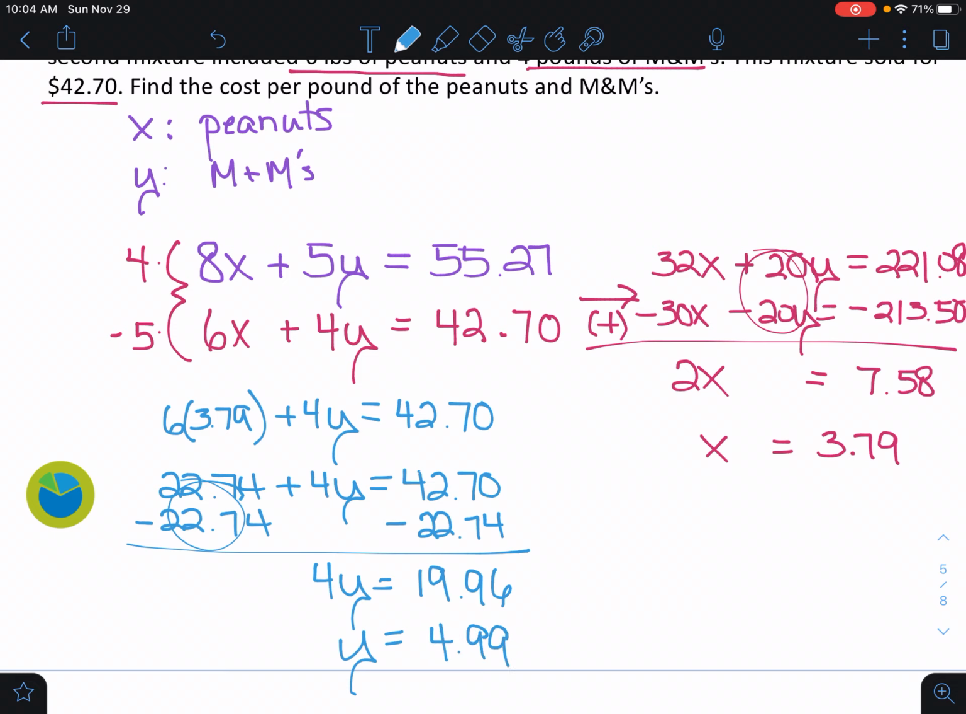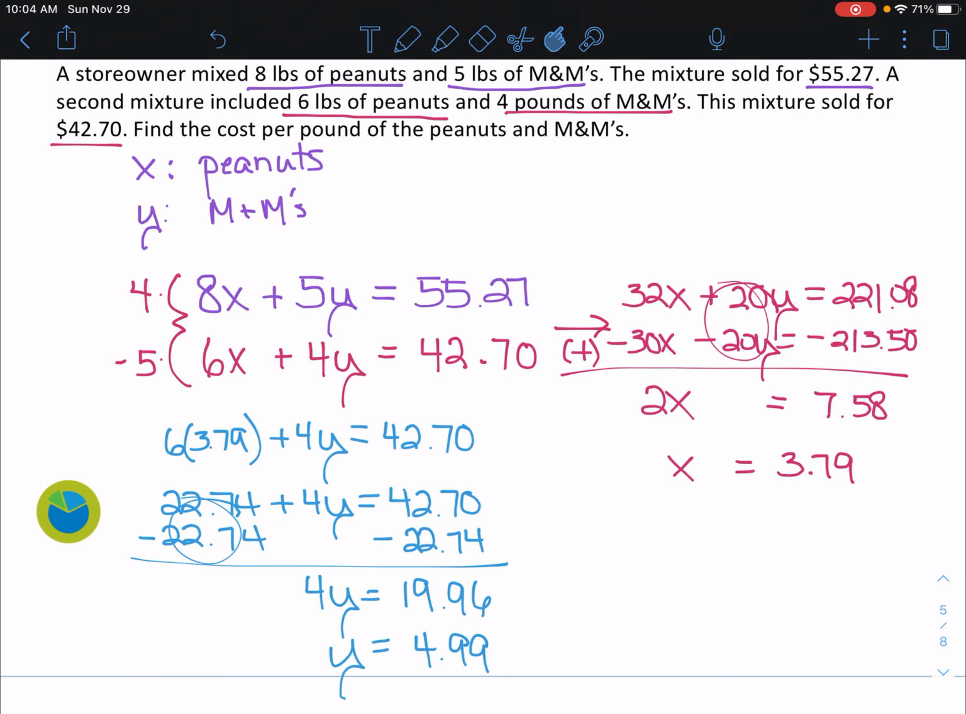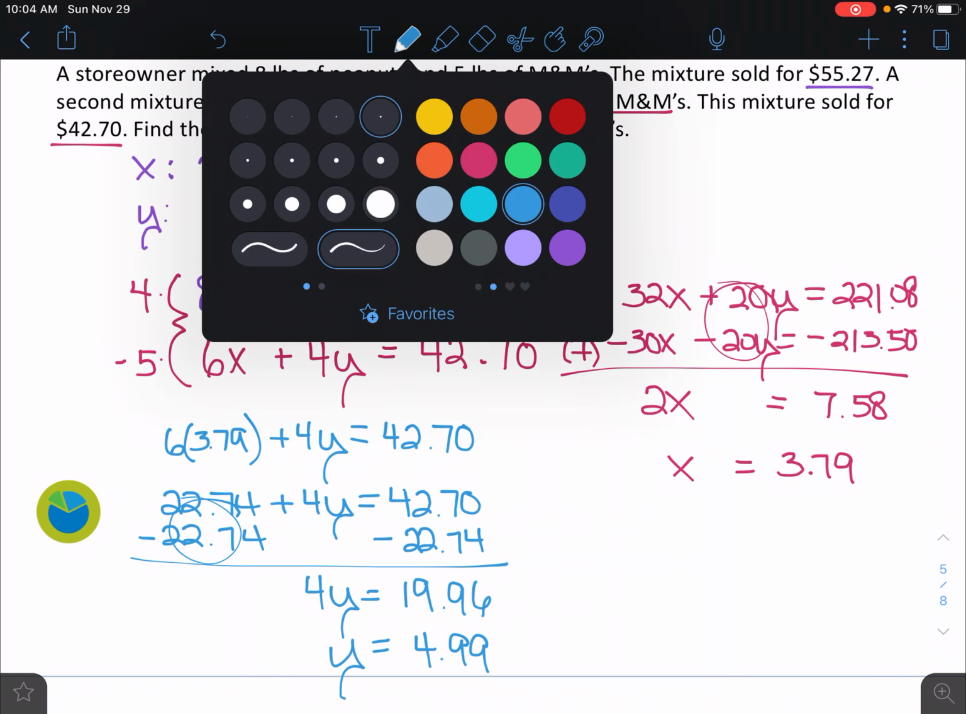Okay. Now, one difference here with word problems is you are not going to write this as an ordered pair. You are going to write this out in words what this means. So let's do that. I think we'll go here in this corner.